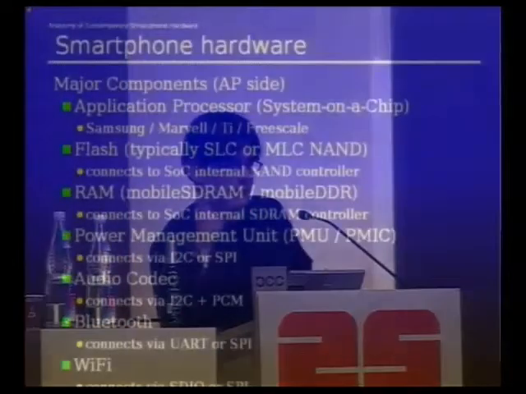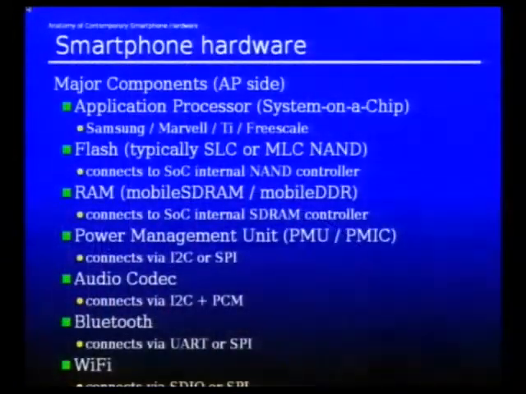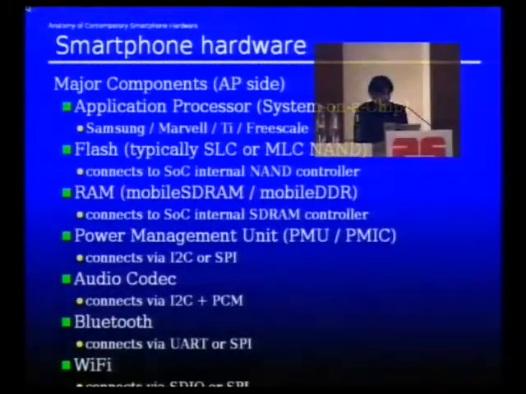So, what kind of components do we have on the application processor side? That's going to be nice nerd porn in a couple of minutes with PCB photographs and so on. There is an application processor, what people typically call AP, which in turn mostly is an SoC, a system on a chip. The main manufacturers here are Samsung, Marvell, TI, and Freescale.